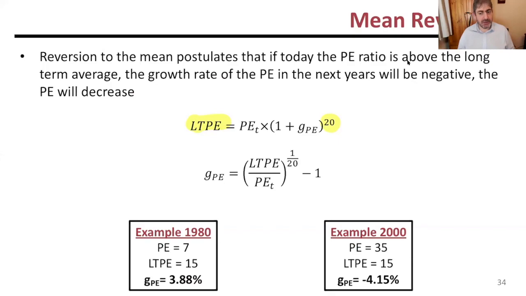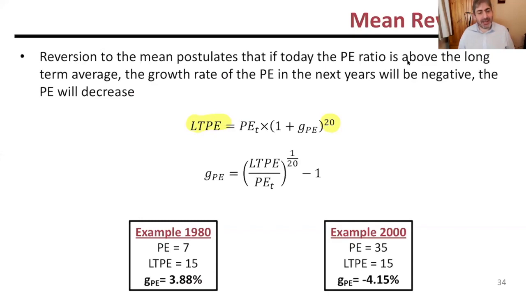Okay. Instead, let's take a situation roughly similar to 2000. The price earning was 35 and the long-term price earning was 15. So in 2000, the market is incredibly expensive. You apply the measure, you apply the formula, and you will get that the growth rate of price earning is minus 4%. And so this basically tells you, look, today the market is very expensive.